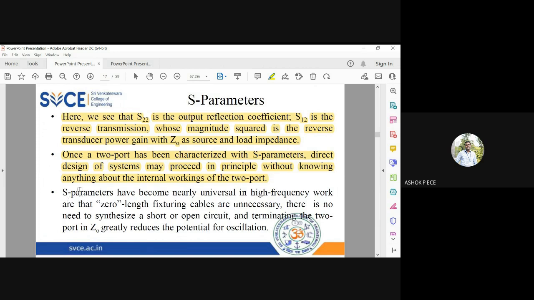There is no need for open circuit or short circuit as in conventional high frequency circuits, because these S parameters do not depend on OC or SC conditions. They depend only on the incident and reflected power. So measuring S parameters will ensure that the system is always stable, and the potential for oscillation is completely eliminated.